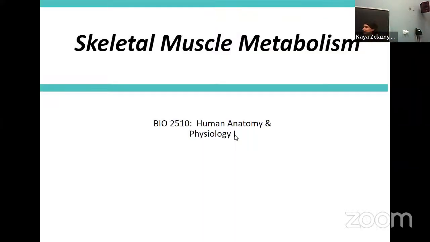Okay. Good morning. So welcome. Today we are going to finish up with our skeletal muscle. We're going to briefly mention smooth muscle exists, but then we're going to get into our heart stuff, which is going to be the rest of this unit.